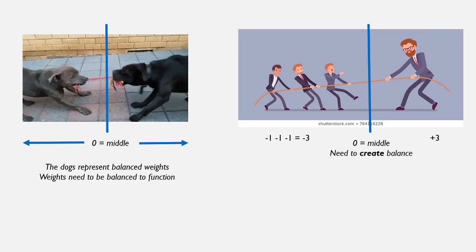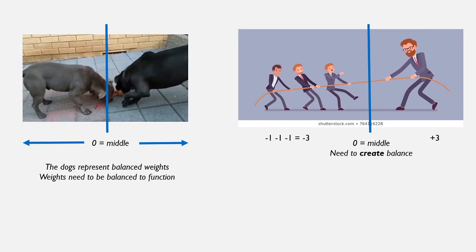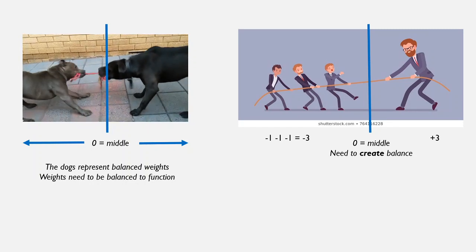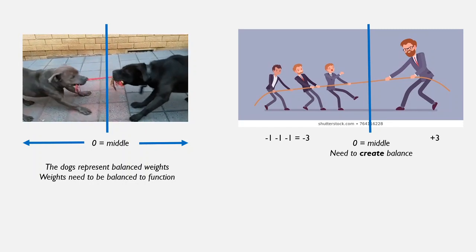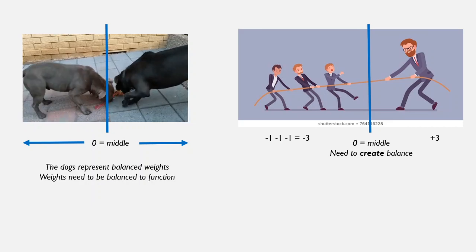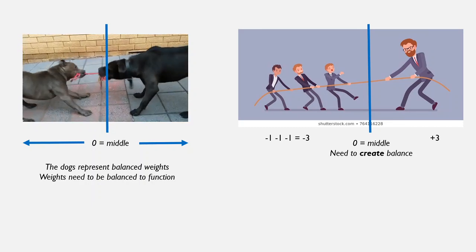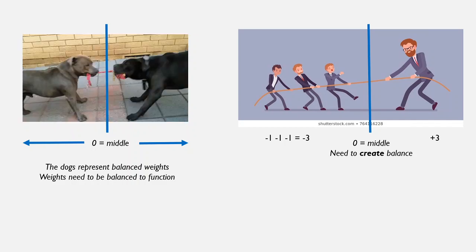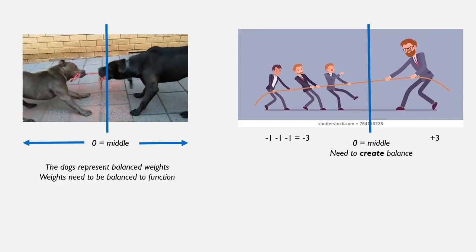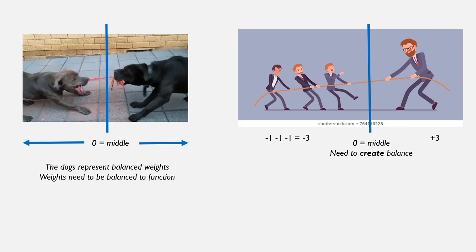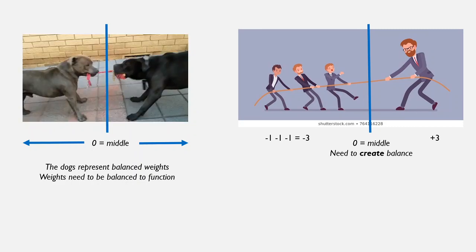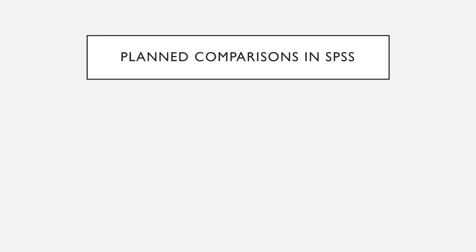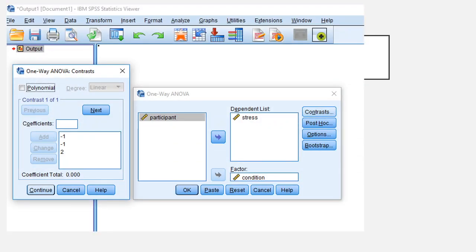And this is what your contrast weights are meant to achieve. By creating those negative contrast weights for your mid-semester and vacation group, you're putting them balanced on the negative side of 0, and by giving that final exam group a +2, you're putting it on the opposite side of 0, but in balance with the other side. This is what the planned comparison does. So hopefully that metaphor made it make a little bit more sense.